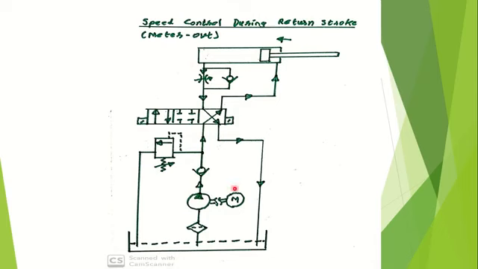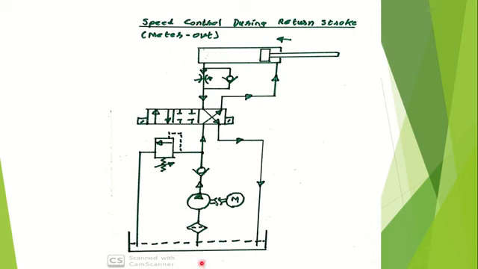Now let us discuss the various components of the hydraulic circuit. This consists of a tank, hydraulic oil, suction strainer, pump, which is a vane pump, then a motor, a check valve, pressure relief valve, direction control valve, and flow control valve, and finally the actuator, that is a cylinder.